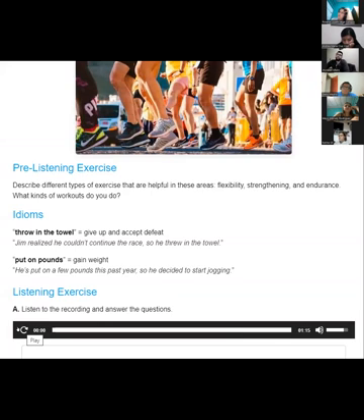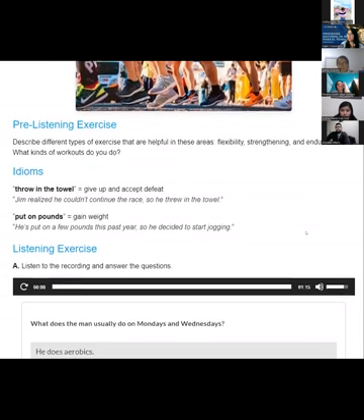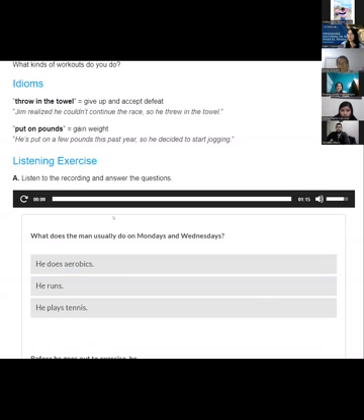Okay, what is it about? ¿De qué se trató? Some ideas, some sentences. One sentence, it's perfect, right? He has an exercise program. Esa es la idea principal. They are talking about an exercise program. Exactly, perfect.